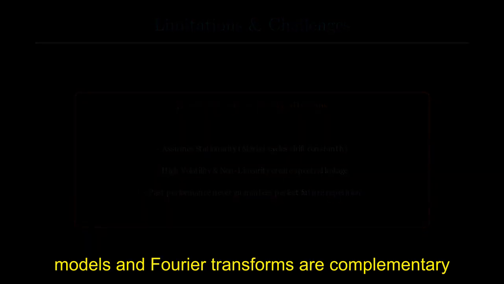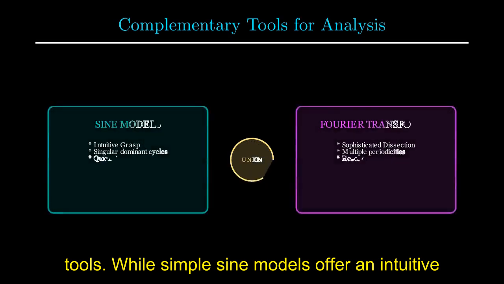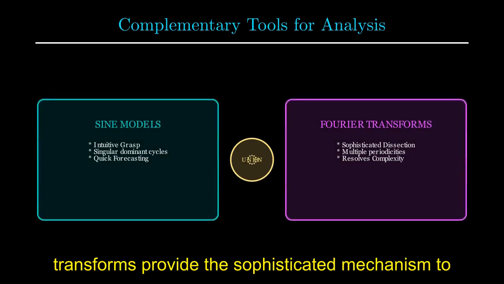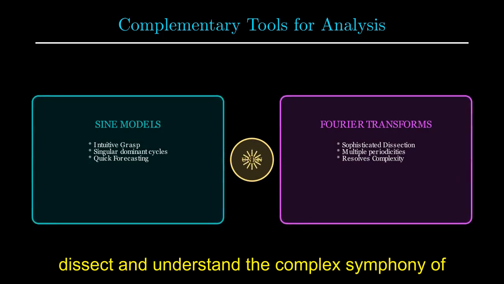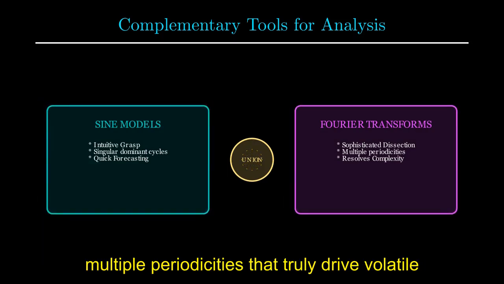Ultimately, sine models and Fourier transforms are complementary tools. While simple sine models offer an intuitive grasp of singular, dominant cycles, Fourier transforms provide the sophisticated mechanism to dissect and understand the complex symphony of multiple periodicities that truly drive volatile markets.